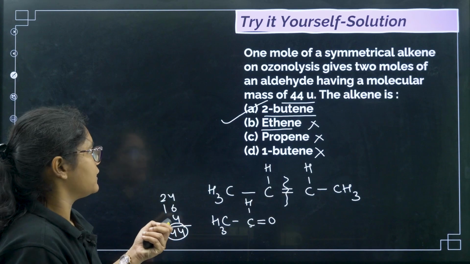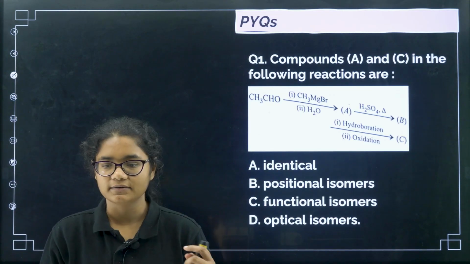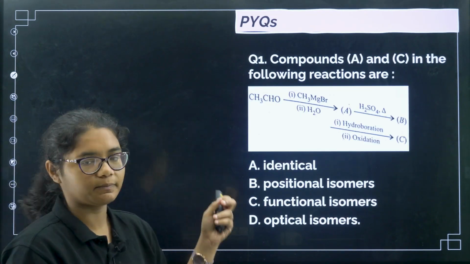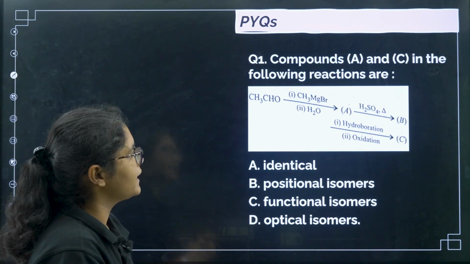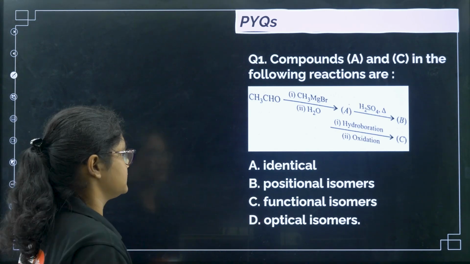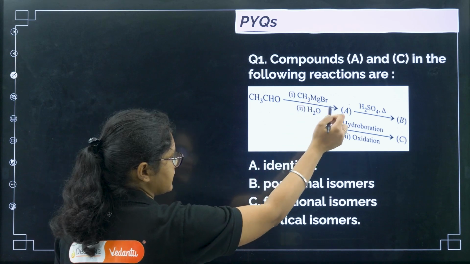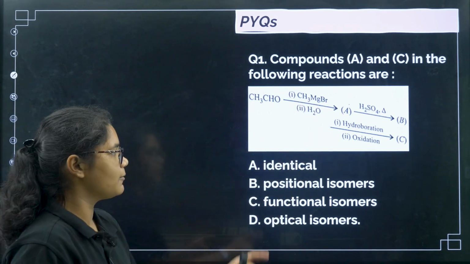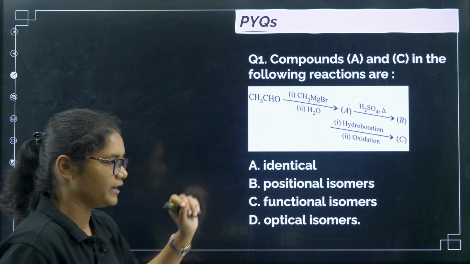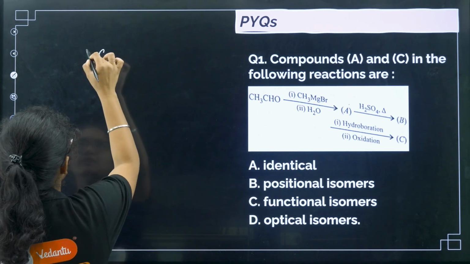Okay, fine. Now let us move to today's question. All of these are your PYQs. Compounds A and C in the following reaction. First there is CH3CHO and CH3MgBr. Under nucleophilic addition reaction, we have studied the addition of Grignard reagent, right? So we can easily find this one.